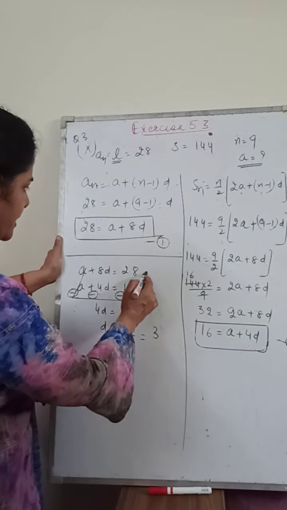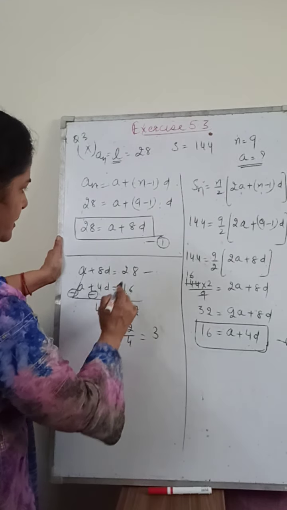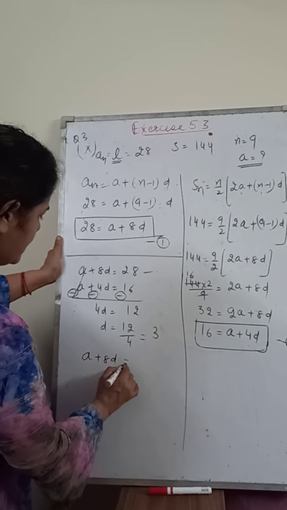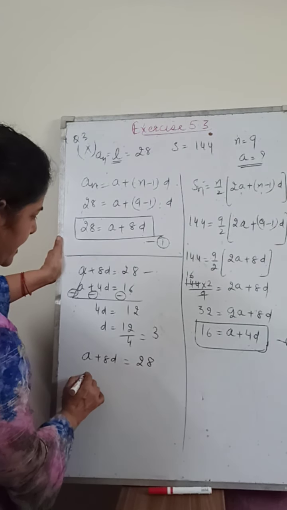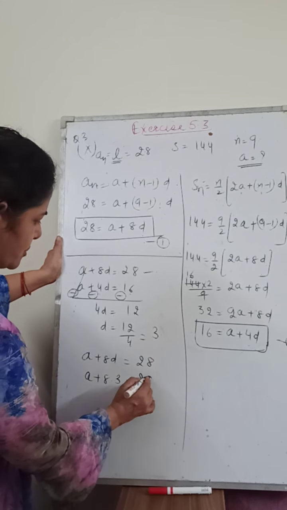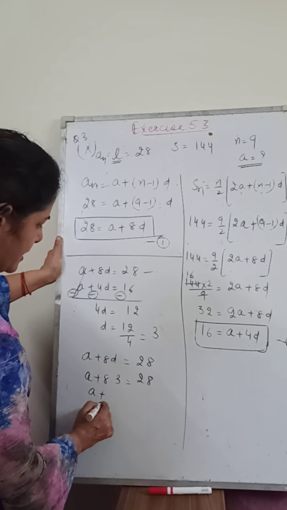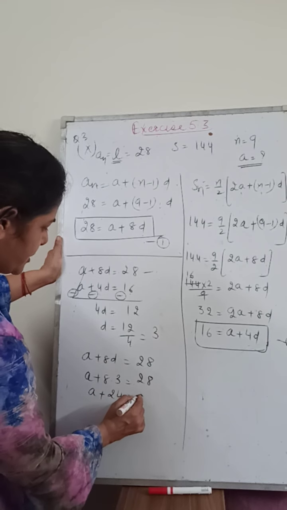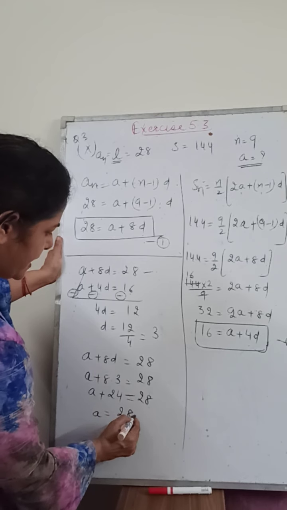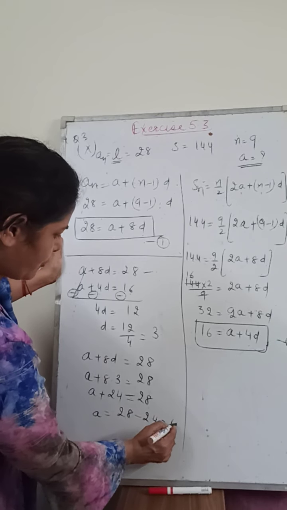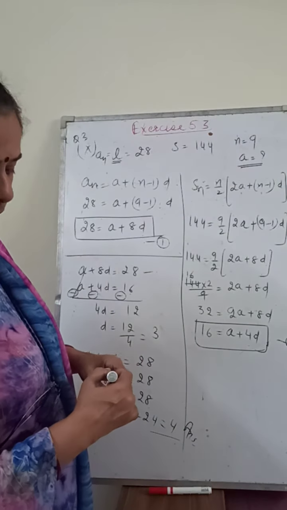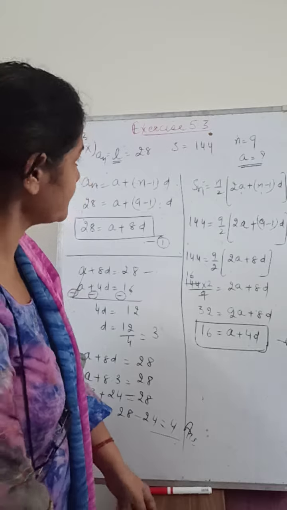Put this value of D in equation 1. A plus 8d is equal to 28. A plus 8 into 3 is equal to 28. A plus 24 is equal to 28. A is equal to 28 minus 24, it comes out to be 4. So you have got the value of A. Look at this question once again, children.